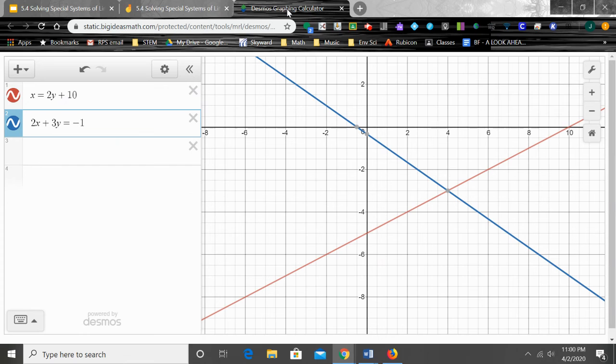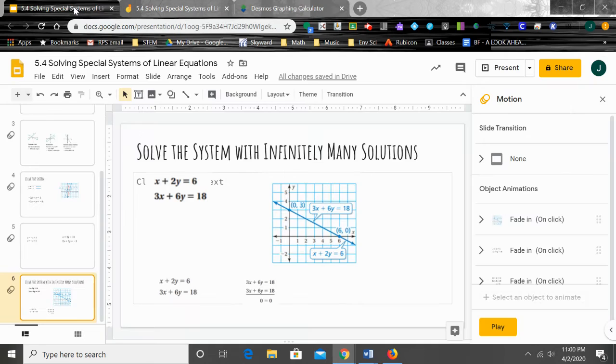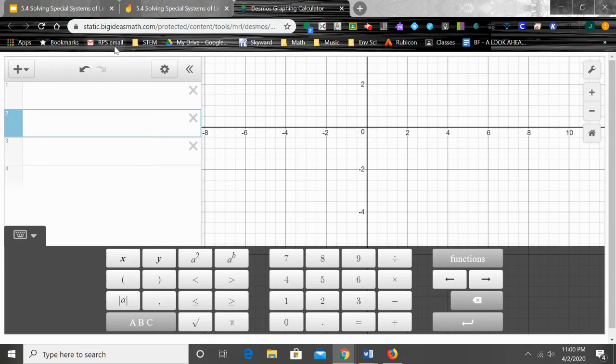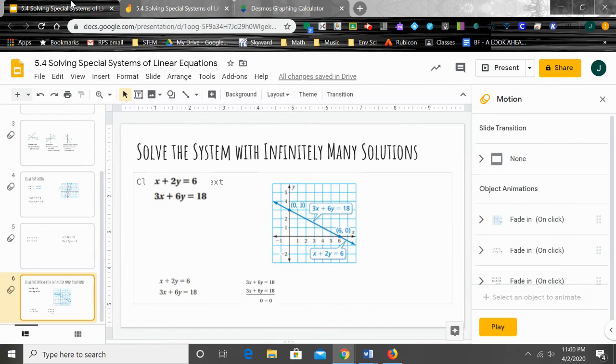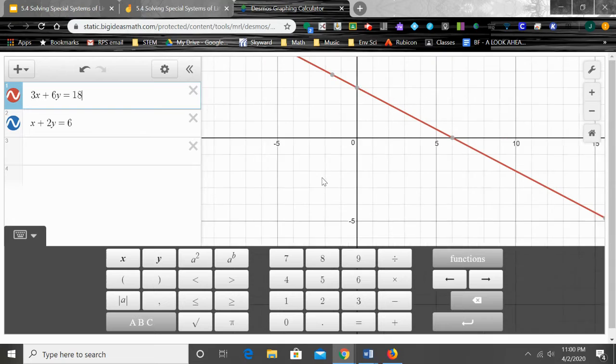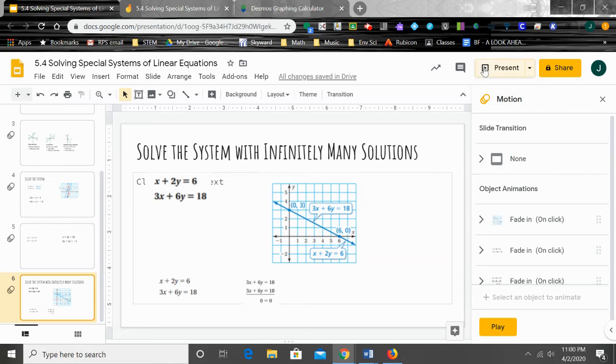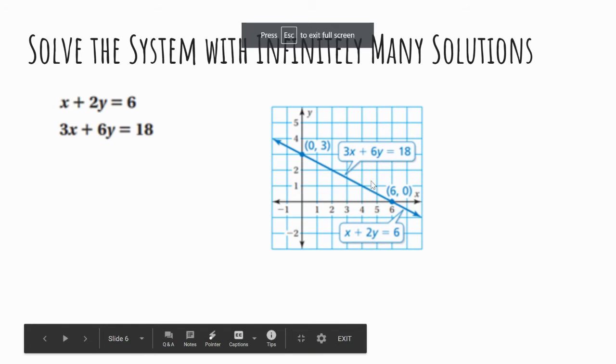If we were to plug this into Desmos, that was the last one we just did. Let's just plug it in. x plus 2y equals 6. Let's put the other one in: 3x plus 6y equals 18. Notice we get exactly the same line. We have an infinite number of solutions to this equation, because it's the exact same line.